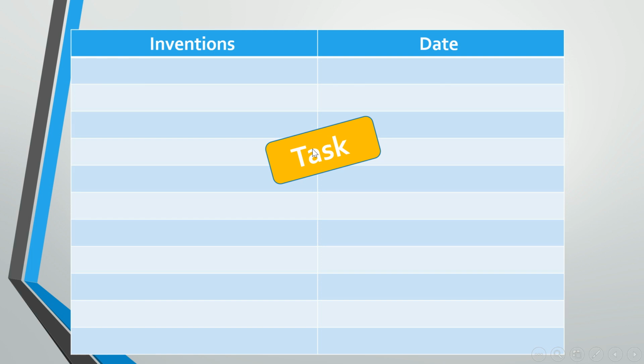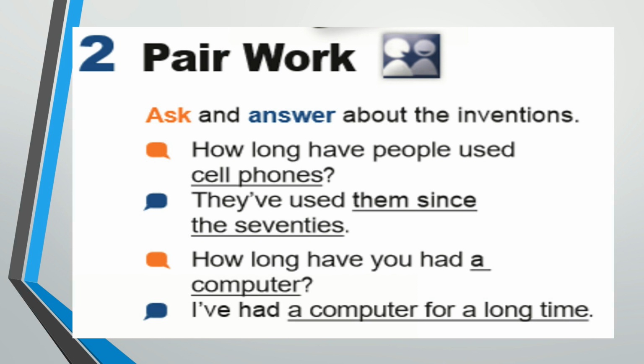The task for today, I want you to write inventions here and their dates. When did these inventions appear? 2. Pair work. How long have people used cell phones? They've used them since the 70s. How long have you had a computer? I've had a computer for a long time.